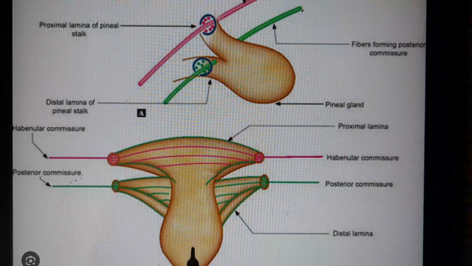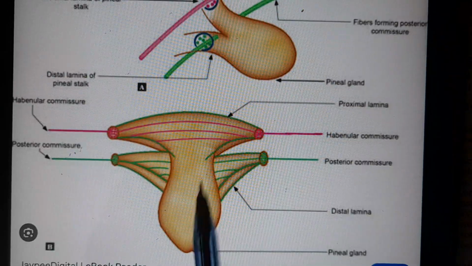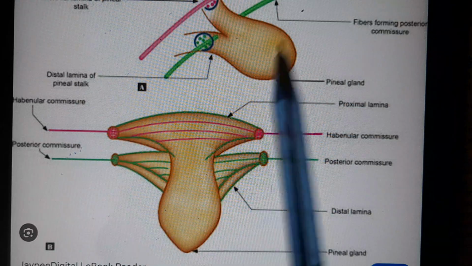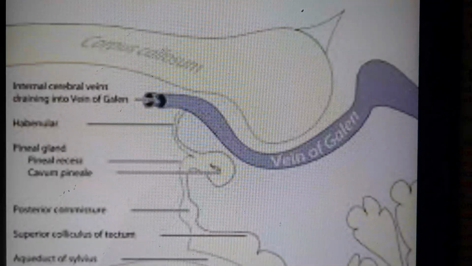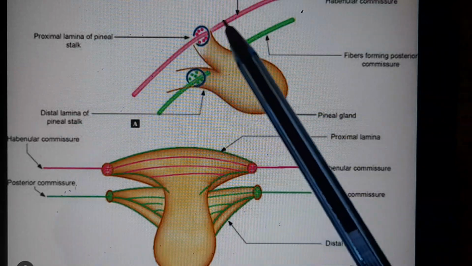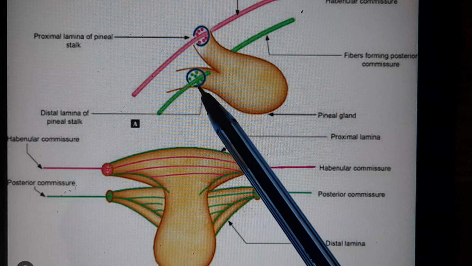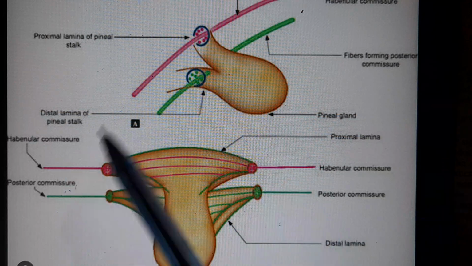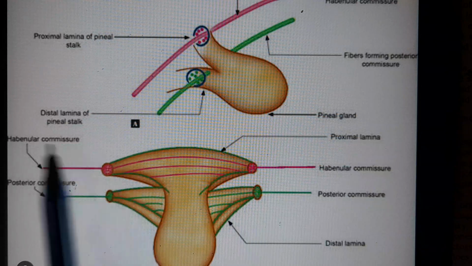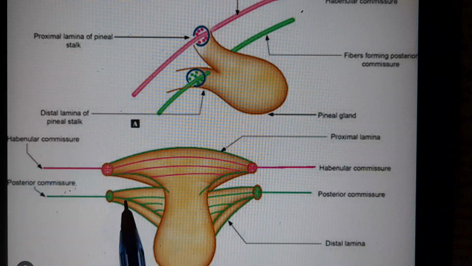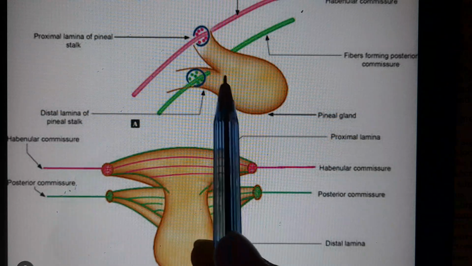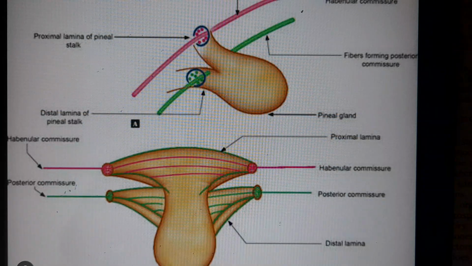Now if you have a look at this diagram of the pineal gland, you can see where the habenular nuclei are located: the two habenular nuclei are superior, above the pineal gland. Just above the pineal gland the habenular nuclei form the habenular commissure, and just below the pineal gland we have the posterior commissure. As you can see, superiorly the two habenular nuclei are connected to each other forming the habenular commissure. Similarly, inferiorly we have the posterior commissure, and this whole thing is the pineal gland.